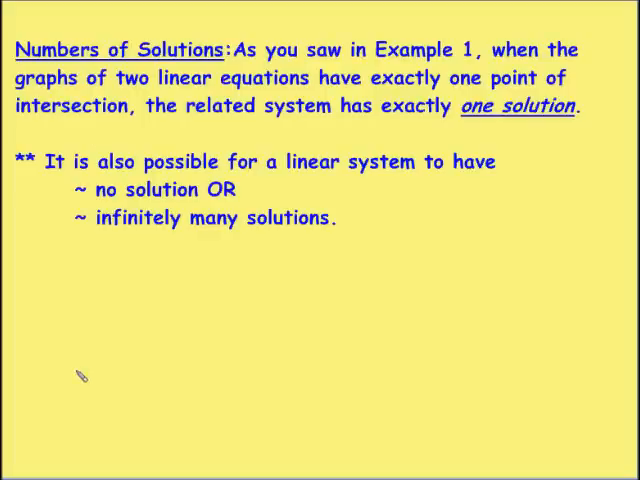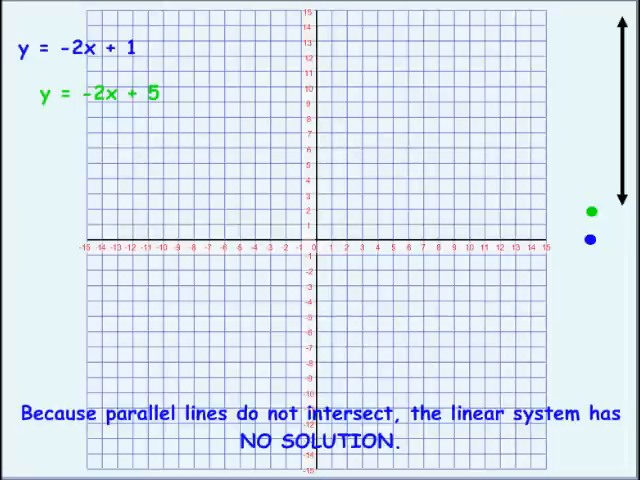So the number of solutions, as you saw in example 1: when the linear equations have exactly one point of intersection, the related system has exactly one solution. But there are also times when we can have no solution or infinitely many solutions. We'll take a look at those. So here we have two equations again. We'll show them on the graph because that is the easiest way for us to demonstrate them.